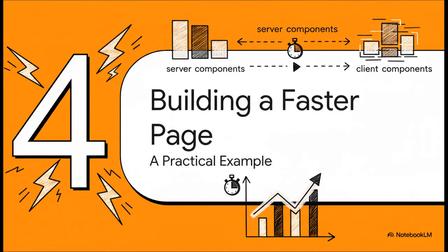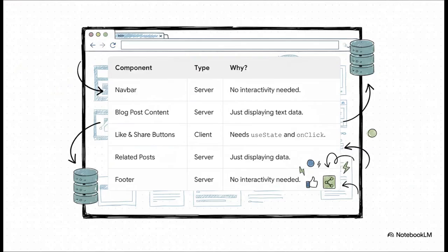Okay, enough theory. Let's see how this actually plays out in a real-world example and why it makes pages so much faster. So imagine a typical blog page, right? You've got the nav bar at the top. Does it need to be interactive? Nope. Server component. The main blog post content? It's just text. Server component. The list of related posts and the footer? Same thing, just displaying data. Server components. The only things on this entire page that need interactivity are those little buttons for liking and sharing. Those become tiny client components.